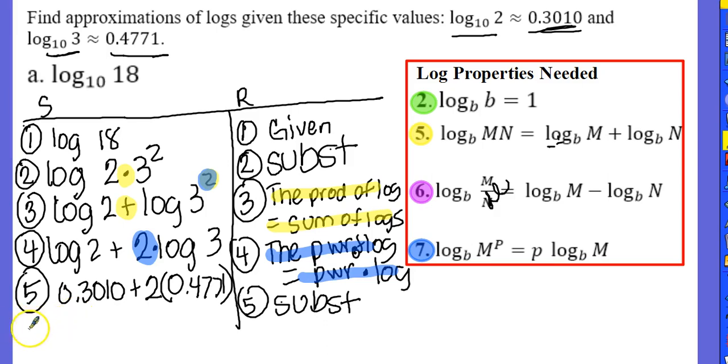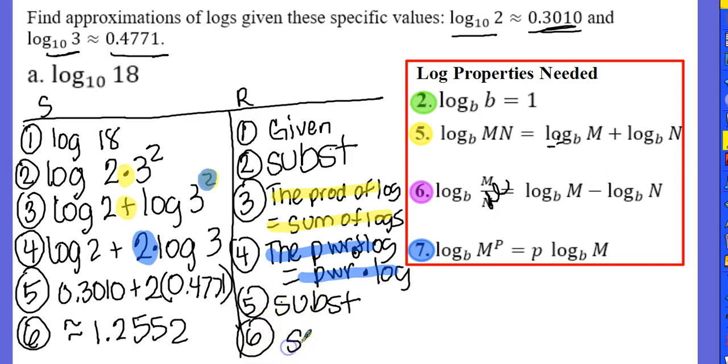Okay. Then step 6, I just finish that up, and my answer is approximately, because I'm rounding to 4 decimal places, 1.2552. And my reason? Substitution. I'm just substituting a mathematical statement with an equivalent mathematical statement.